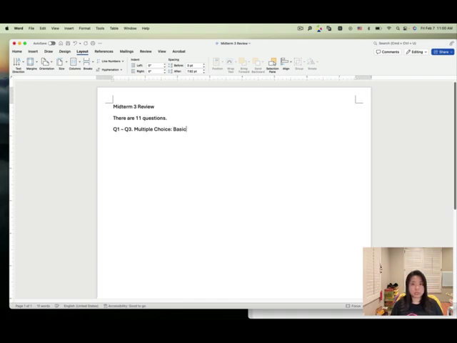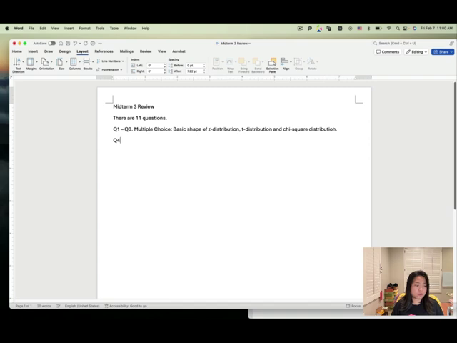You need to know the basic types of the Z distribution, the T distribution, and the chi-square distribution. Okay, you remember that the Z distribution is a normal distribution, the T distribution is also a normal distribution, and the chi-square distribution will be skewed to the right. Okay, remember that.